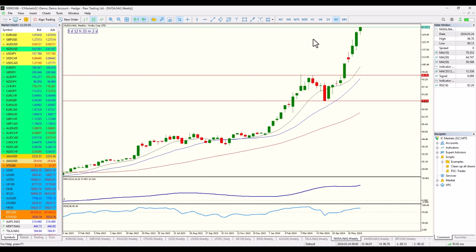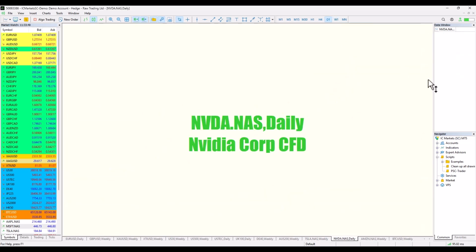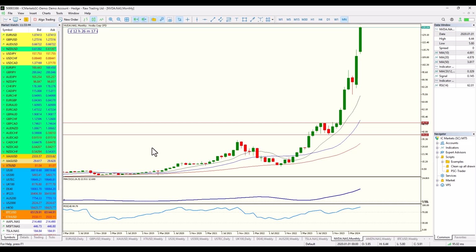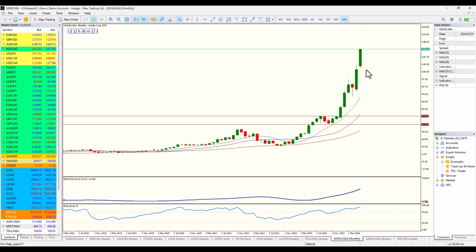Nvidia, again, very similar to that S&P and the NASDAQ as well, just continuing to push higher. Overall, looking relatively nice and healthy. Yes, one of my main concerns, if you look at it from a monthly perspective, it has gone parabolic. And parabolic trends never end well. But the thing is, this could likely continue for some time.